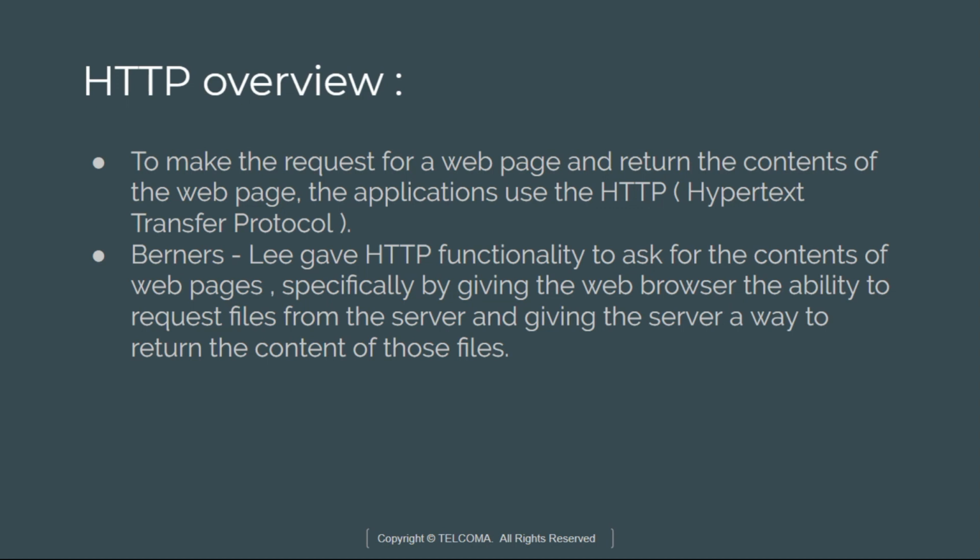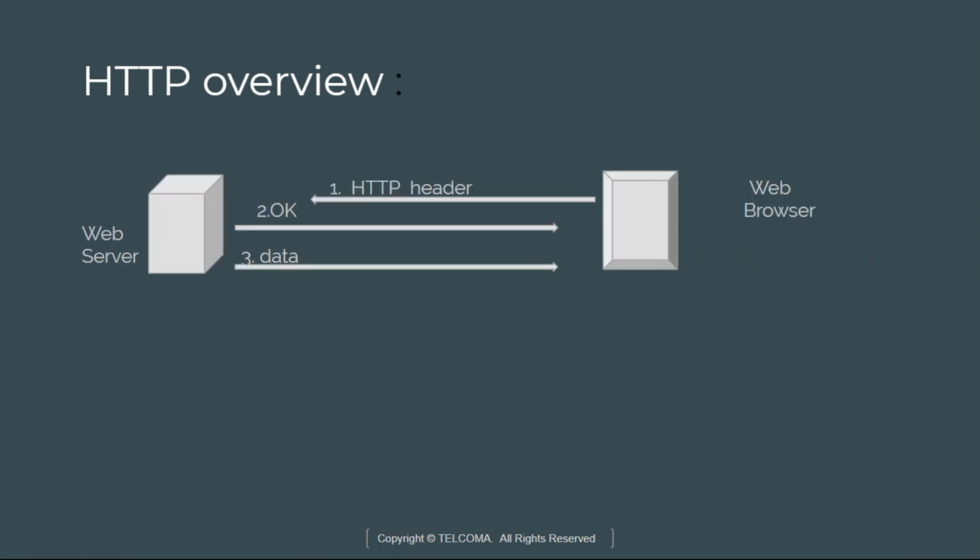HTTP overview. Suppose we open any browser and request a web page. To request the web page and return its content, the application uses the Hypertext Transfer Protocol. HTTP functionality gives the web browser the ability to request files from the server, and gives the server a way to return the content of those files. Suppose we have a web server and a web browser: there is an HTTP header, and then data transmission.